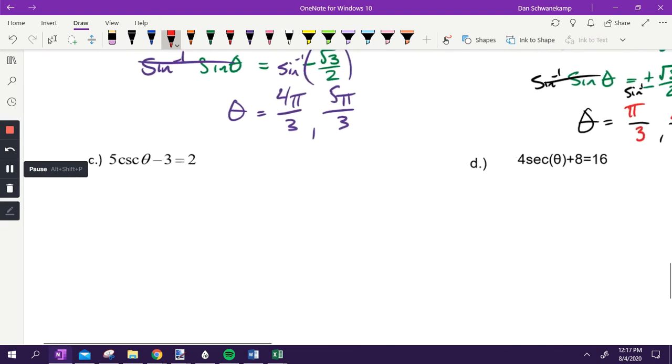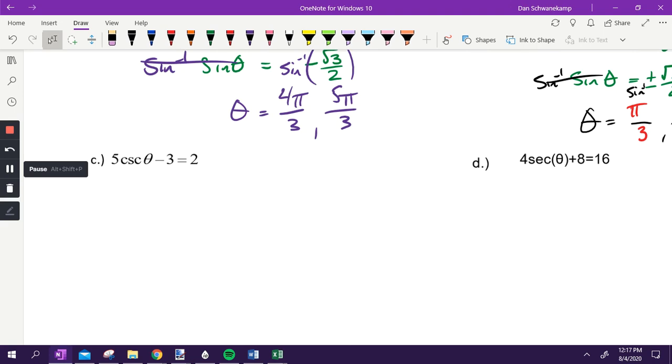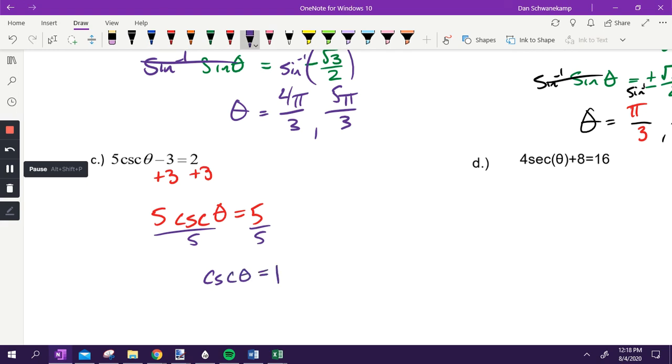Let's try one more together here. 5 cosecant theta minus 3 is equal to 2. I'm trying to solve that. I got to move away piece by piece. What do you want to get rid of first here? Sure. Good. Add 3 to both sides. So 5 cosecant theta is equal to 5. What can I do next here? Yup. Divide by 5. Cosecant theta is equal to 1.